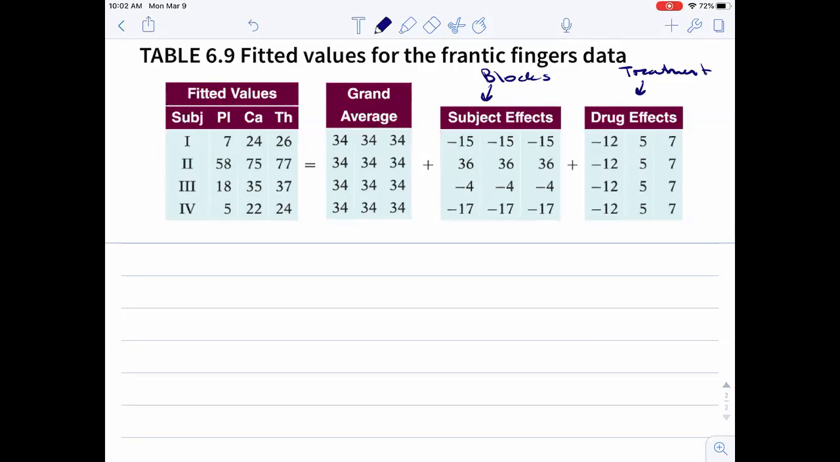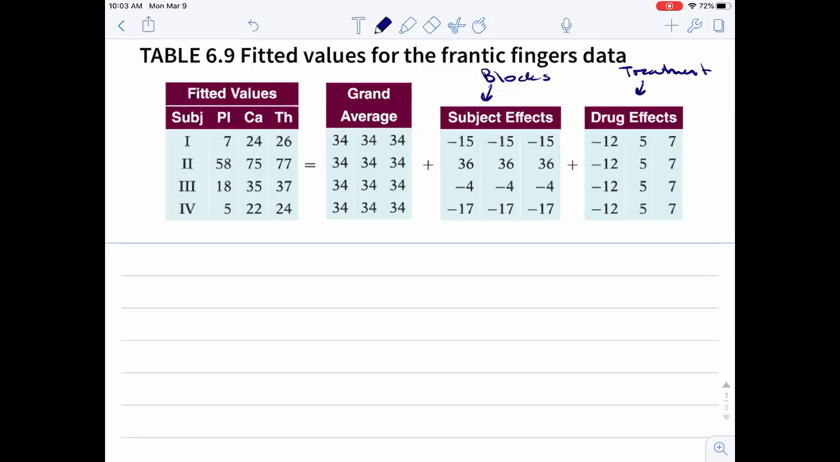Because if we think about it this way, first you're taking your overall average. That's where everyone starts from. And then we're saying, okay, I know how each of these subjects in group number 1 are going to behave. Overall, on average, they're all going to go down 15 from 34. This is taking the block 1 mean minus the overall mean. And then the block 2 mean minus 34 puts you at 36, so it must be 36 above 34. And you can go through and do that for each of the blocks.